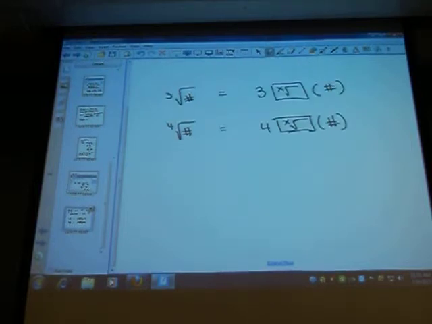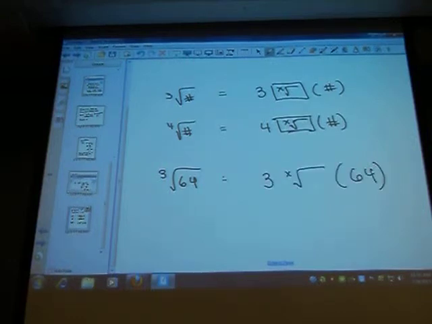Okay, so if you want to try the cube root of 64, I would do 3, X root, parentheses, 64, and that should tell me the answer is 4. Now, if you cannot get the calculator to tell you that, I need to come run and help you.